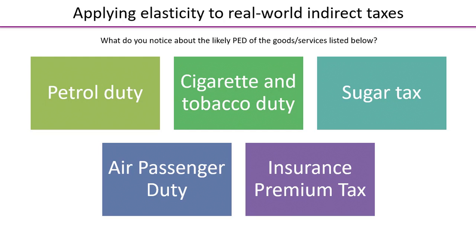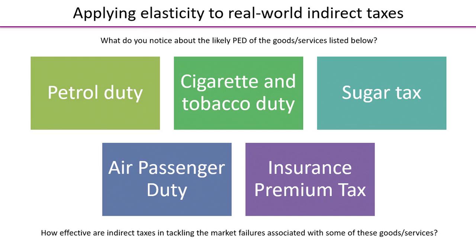When you've done that, here's just a little thinking task. You might want to write down a few brief notes, a couple of sentences on this. How effective are indirect taxes in tackling the market failures associated with some of these goods or services? We're not going to look at this in any great detail in this online lesson video, but that might be the kind of thing that you want to just stop and think about and perhaps submit something to your teacher at school or college to get their views.